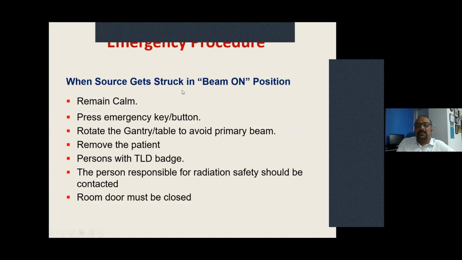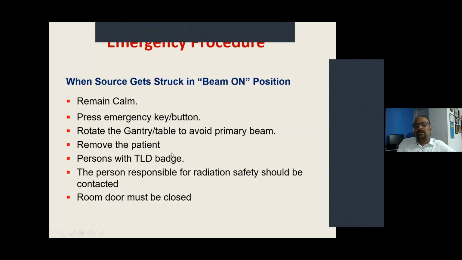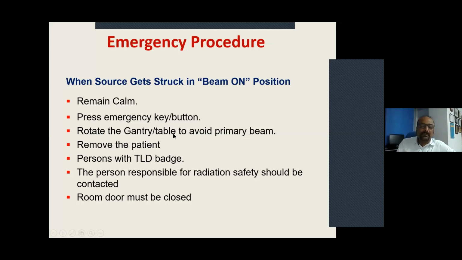But sometimes the radioactive source may get stuck in the on position. So one should remain calm. Then the technician on duty, the RTT on duty, should try to press the emergency button or key so that the source goes to the off position. If it doesn't go, then immediately the gantry should be rotated to avoid the primary beam. And the first priority is to remove the patient. He should go inside, avoid the primary beam, and remove the patient.